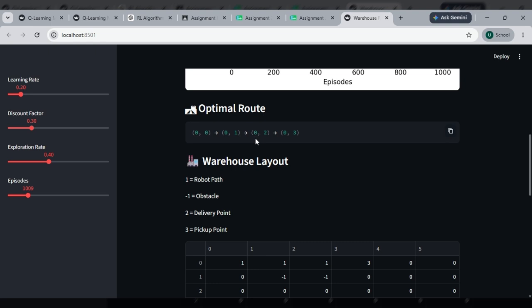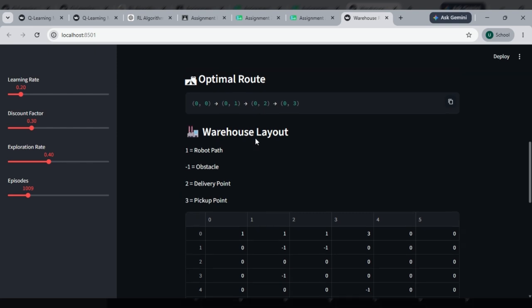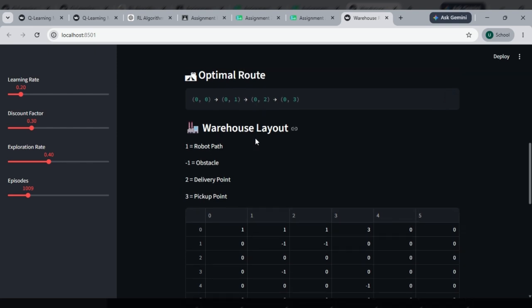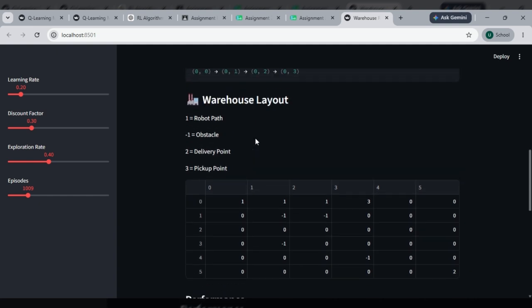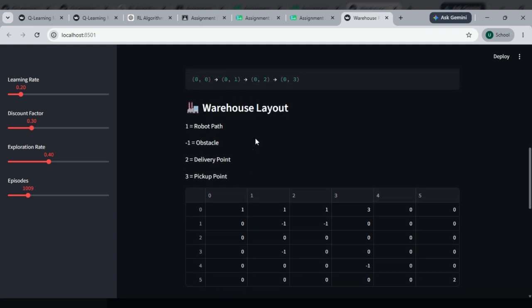Next one, warehouse layout. The warehouse layout section visually represents the environment. In this layout, 1 represents the robot's path, -1 represents the obstacles, 2 represents the delivery point, and 3 represents the pickup point. This visualization helps us clearly understand how the robot navigates around the obstacles while moving towards its destination.